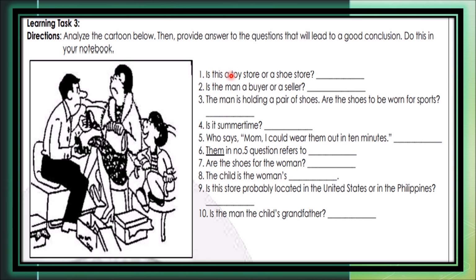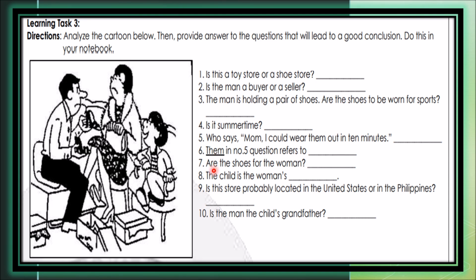Is this a toy store or a shoe store? Number 2, is the man a buyer or a seller? Number 3, the man is holding a pair of shoes. Are the shoes to be worn for sports? Look at that. Number 4, is it summertime? Number 5, who says, "Mom, I could wear them out in 10 minutes?" Number 6, them in the number 5 question referred to blank.